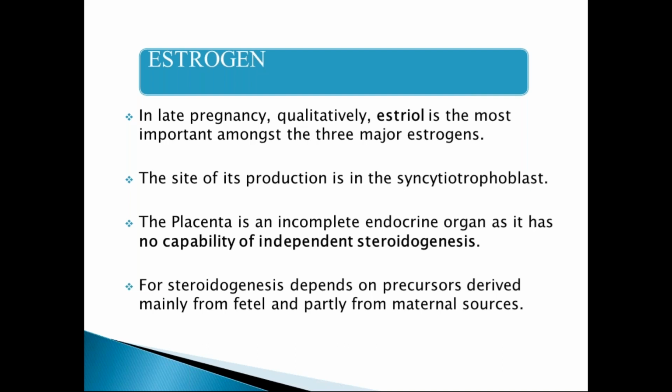Usually the site of production is the syncytial trophoblast, the cells of the placenta. The placenta is an incomplete endocrine organ for the synthesis of estrogen, as it is not capable of independent steroidogenesis. The placenta does not have the precursors which are necessary for estrogen synthesis. Therefore, the placenta is an incomplete endocrine organ with respect to synthesis of estrogen. Steroidogenesis depends on precursors which are mainly derived from the fetal and partly from the maternal sources.